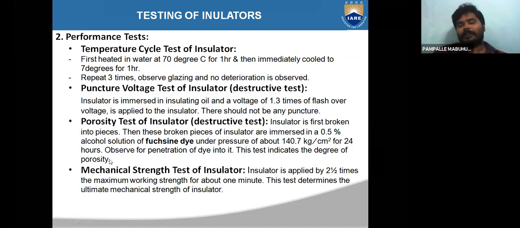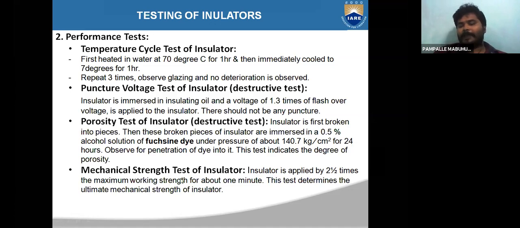So how degree of porosity in the sense, so how many pores will be there. Okay, right. Another test is the mechanical strength test. Under this test, the insulator is applied by 2.5 times the maximum working strength of the insulator.